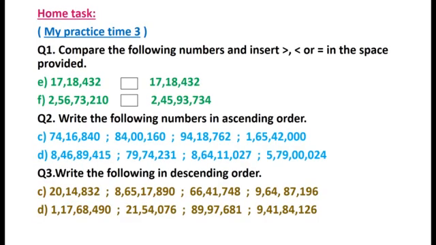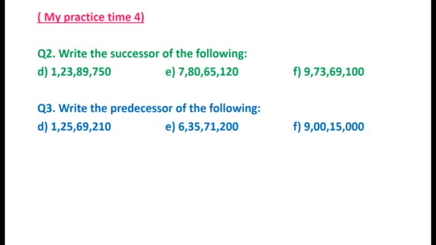This is the home task for you all. Please go through it and solve it in your copy, and do complete your copies. This is all from My Practice Time 3, the comparison of numbers, ascending and descending order, and this one is for My Practice Time 4, question numbers 2 and 3, successor and predecessor. Some questions of these like D, E and F I have given, and A, B, C I have solved in the video. You can see and compare, and you can write it in serial order as it is given in your book.